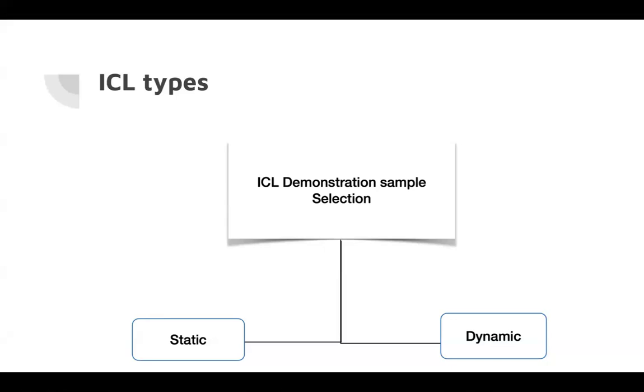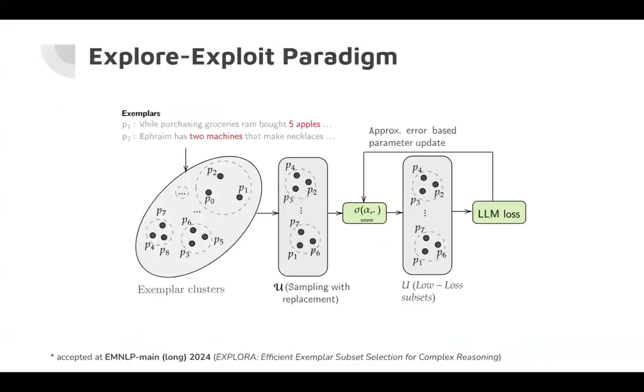So in this work, we propose an algorithm, EXPLORA, where we focus on static exemplar selection. We come up with a principled exemplar selection mechanism inspired by the explore exploit paradigm and multi-arm bandits. And this figure provides an overview of this approach.